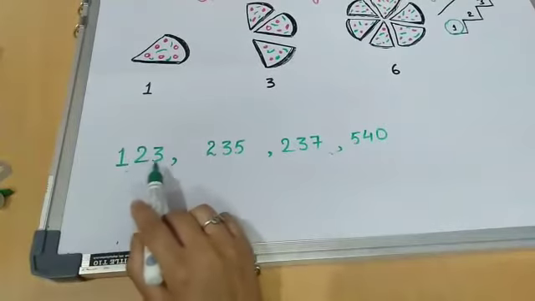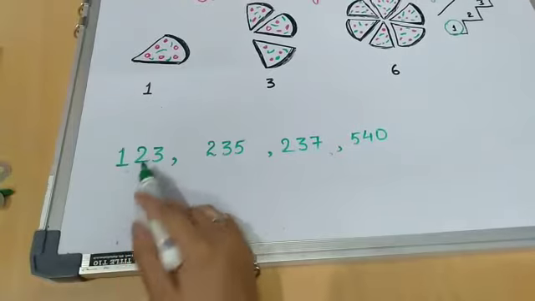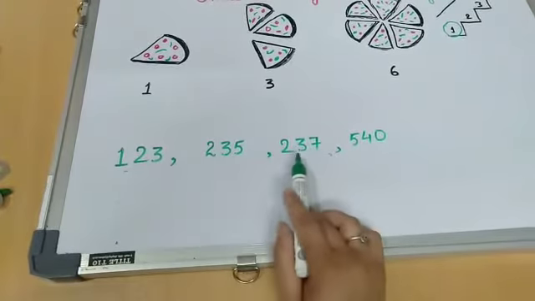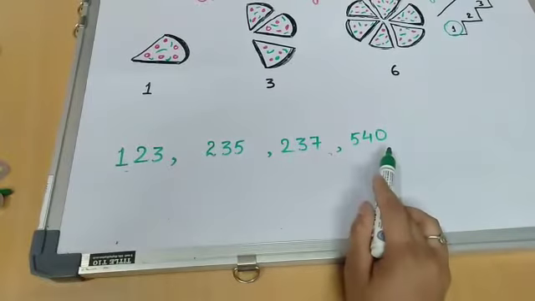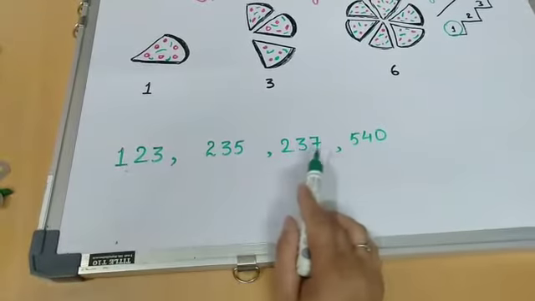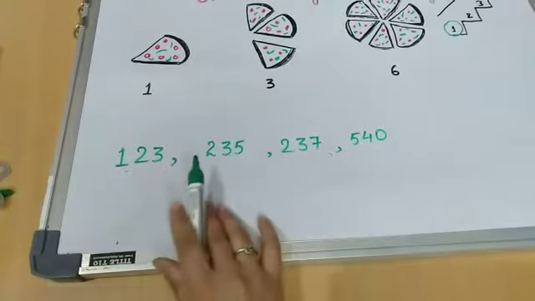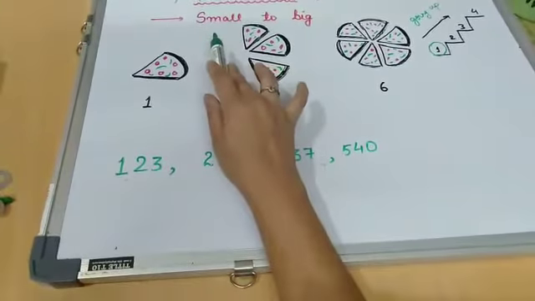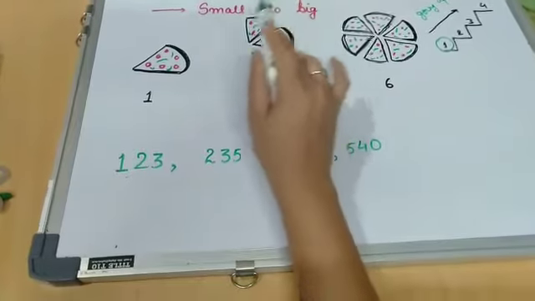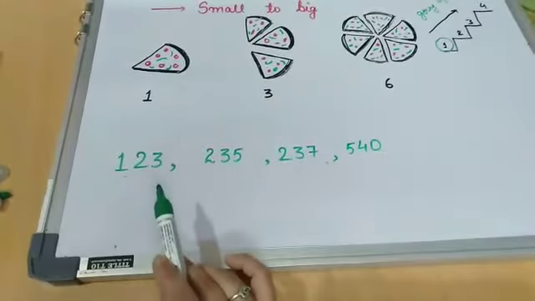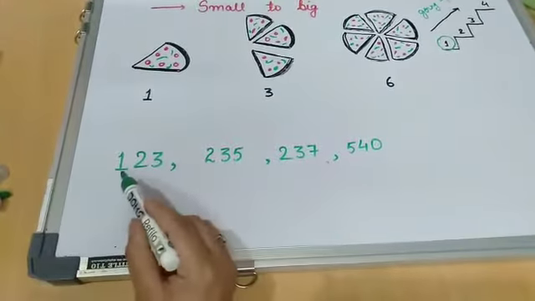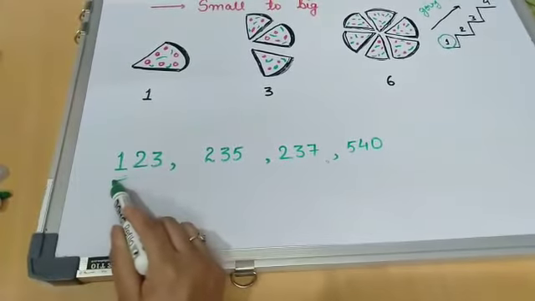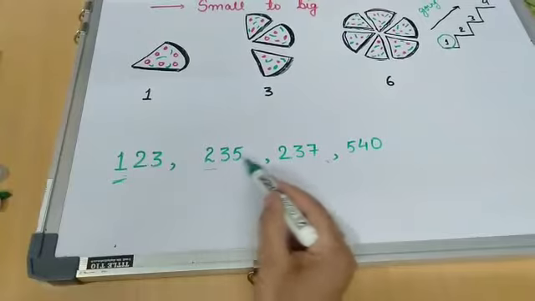See, here a question is given, that is, here the numbers are 123, 235, 237 and 540. So for writing in ascending order we have to compare the numbers. और ascending order में हमने क्या सीखा? small से big. तो सबसे पहले सबसे स्मॉलर नंबर आना चाहिए. तो हमें कैसे पता चलेगा कौन सा नंबर स्मॉलर है? We will compare the first digit of each number.